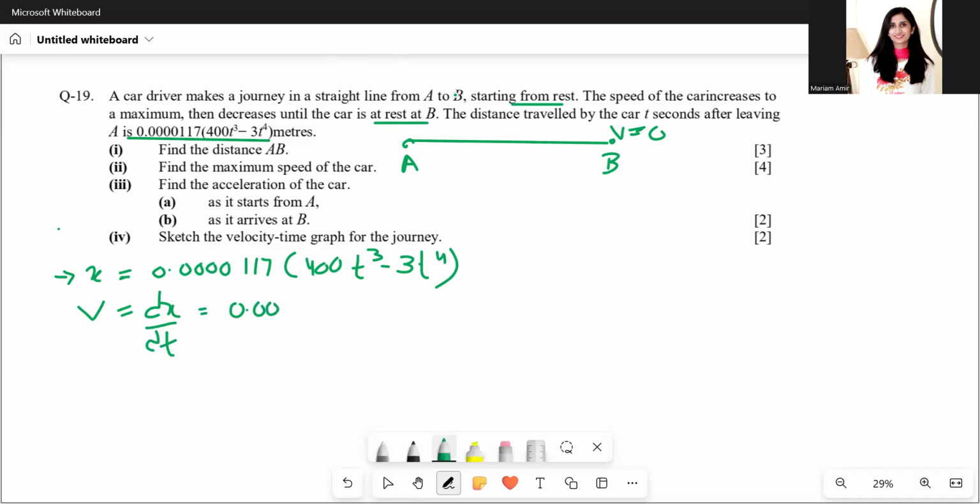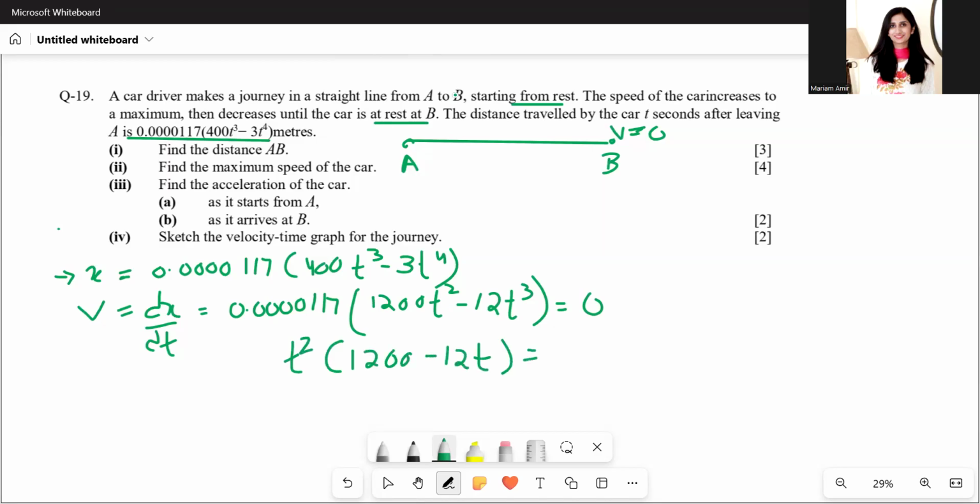So v equals 0.00000117 times 3 times 400, which is 1200 t squared, minus 12t cubed, equated to 0. This constant gets eliminated because it is divided by 0. Taking t squared common, I get 1200 minus 12t equals 0. Again, t squared equals 0 gives t equals 0, and 1200 minus 12t equals 0 gives t equals 100.